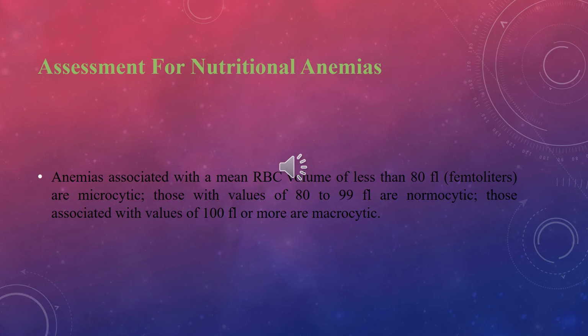Other tests are also done to identify whether it is nutritional or non-nutritional anemia, such as anemia due to diseases like thalassemia or renal diseases. Normocytic anemia is linked with inflammation, infection, injury, fracture, cancer, or heart diseases.